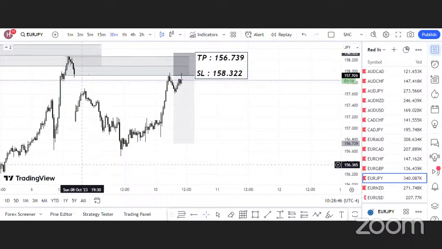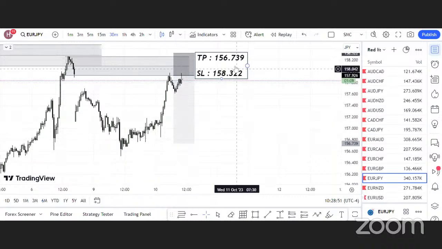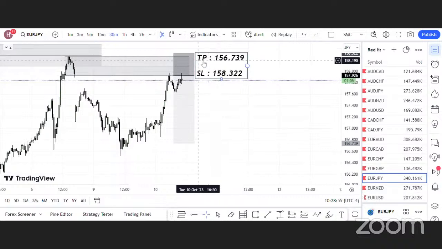So we are selling Euro JPY, okay. This is the take profit and this is the stop loss, all right. Euro JPY, we are selling. Take profit and stop loss.